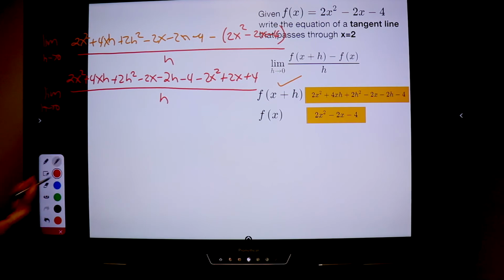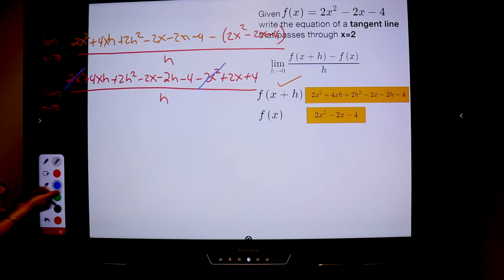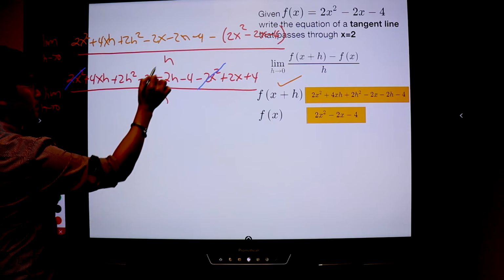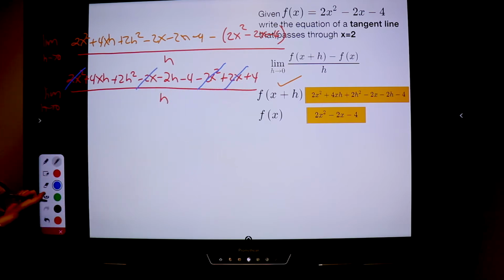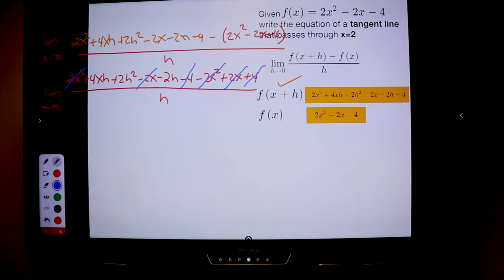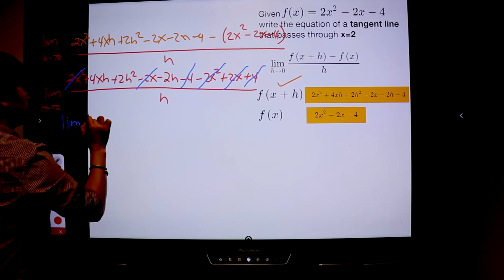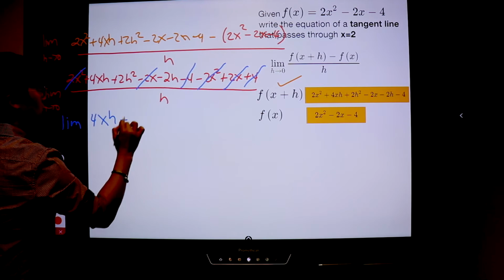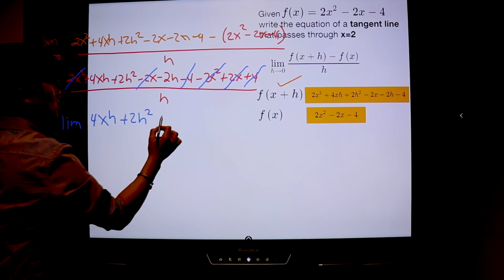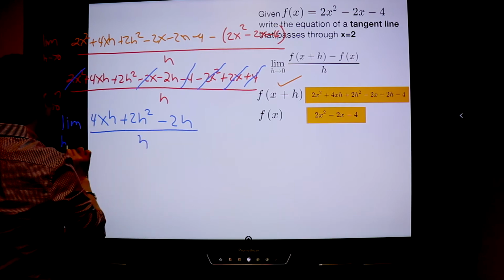The more clues we have in a math problem, the less work we're going to be doing. Can I combine like terms? Squared, and this. What else? 2x, this one? Yes. Is there anything else? The 4. So now our function is becoming smaller and smaller. So we now have a limit of 4xh plus 2h squared minus 2h all over h as h approaches 0.